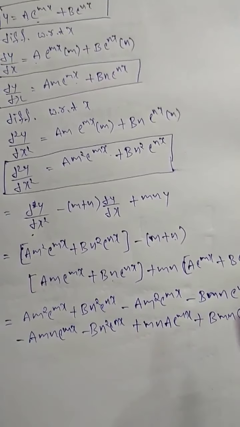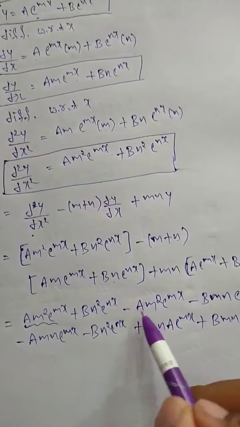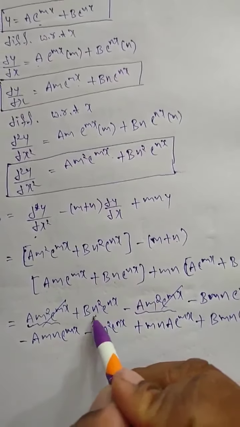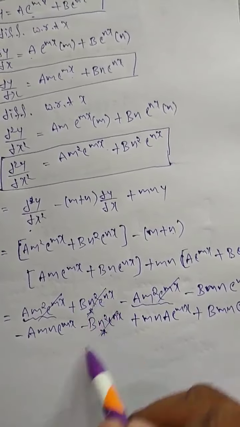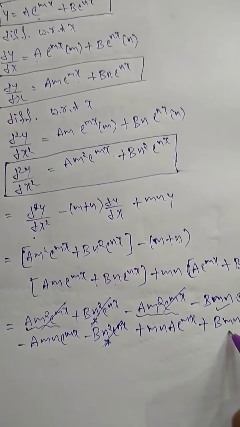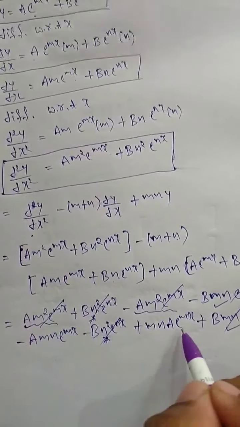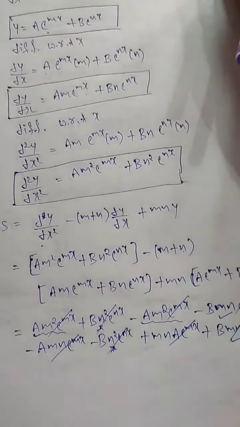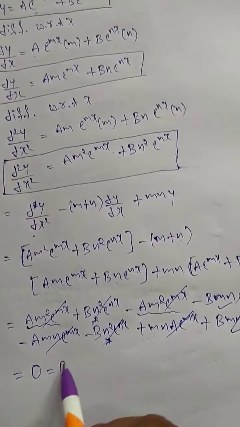Now listen here, I am putting a wave mark here: am square e to the power of mx minus am square e to the power of x cancel. I am putting a star here: bn square e to the power of mx minus bn square e to the power of x cancel. I am putting a right mark here: minus bmn plus bmn will cancel. So I am cancelling this amn e to the power of mx and minus amn e to the power of nx. So we are left with what? 0. This is RHS.